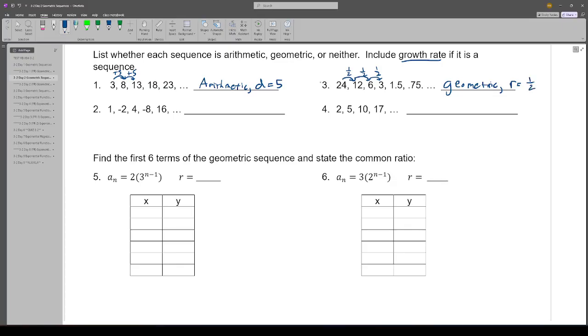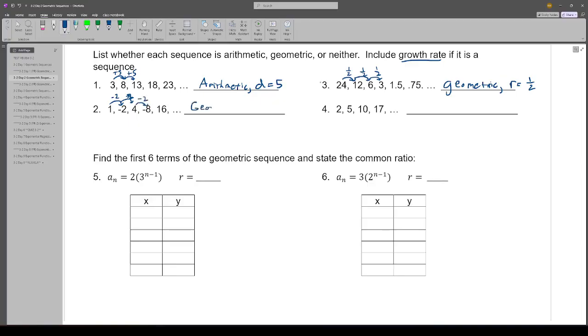The next one is switching signs back and forth. Arithmetic sequences can't do that, but geometric can. So here, if we did geometric, this would be times -2, times -2, times, and so on. So these are all times -2.